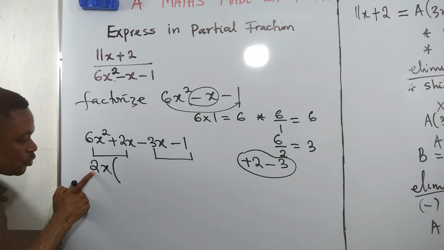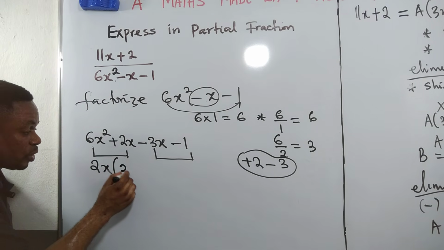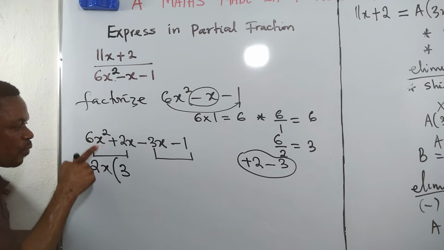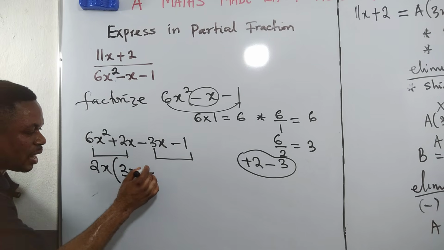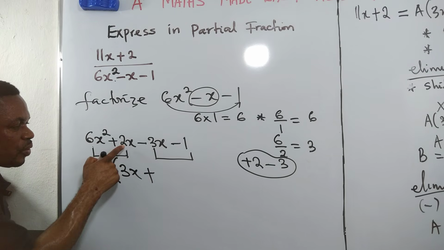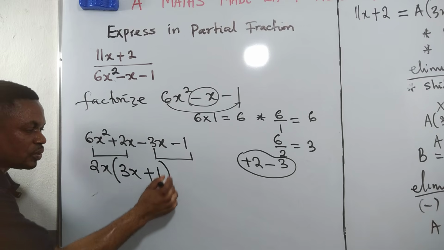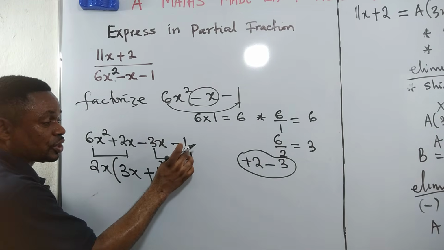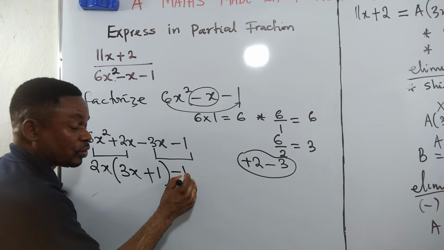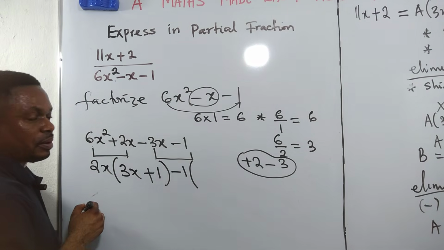You agree with me that 2 can go into 6 to give you 3. Now 1x here, we cancel 1x, it will give you x. Are you there? Then now we add. 2x can go into 2x to give you 1. Close the bracket. Then the next thing now is to factorize this. It has nothing in common. So we just bring minus 1 and open the bracket.